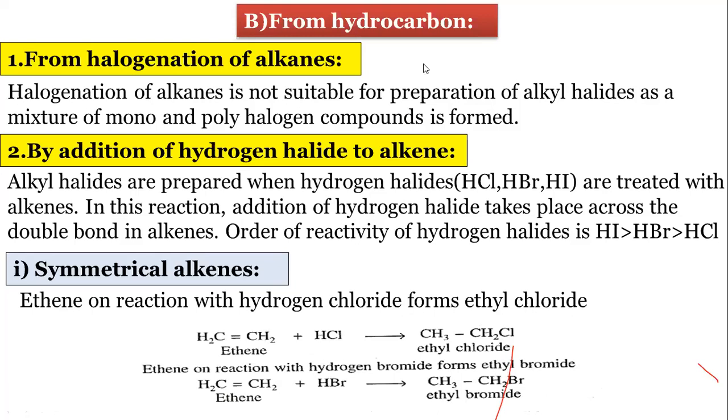See, the first one is by using alkanes. By using alkanes, we can prepare alkyl halides, but many mono, di, polyhalogen compounds are formed. So this method is not actually used for the preparation of alkyl halides due to its limitation. Its limitation is we get a mixture of compounds, mono, di, tri. If more than one hydrogen is replaced, they are called polyhalogen derivatives.